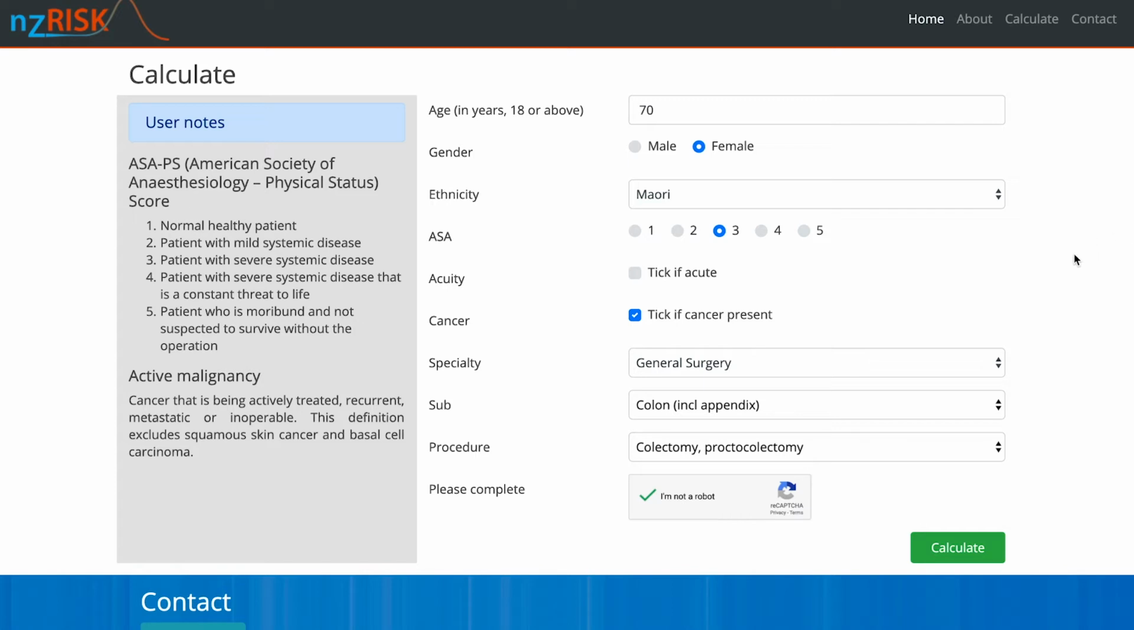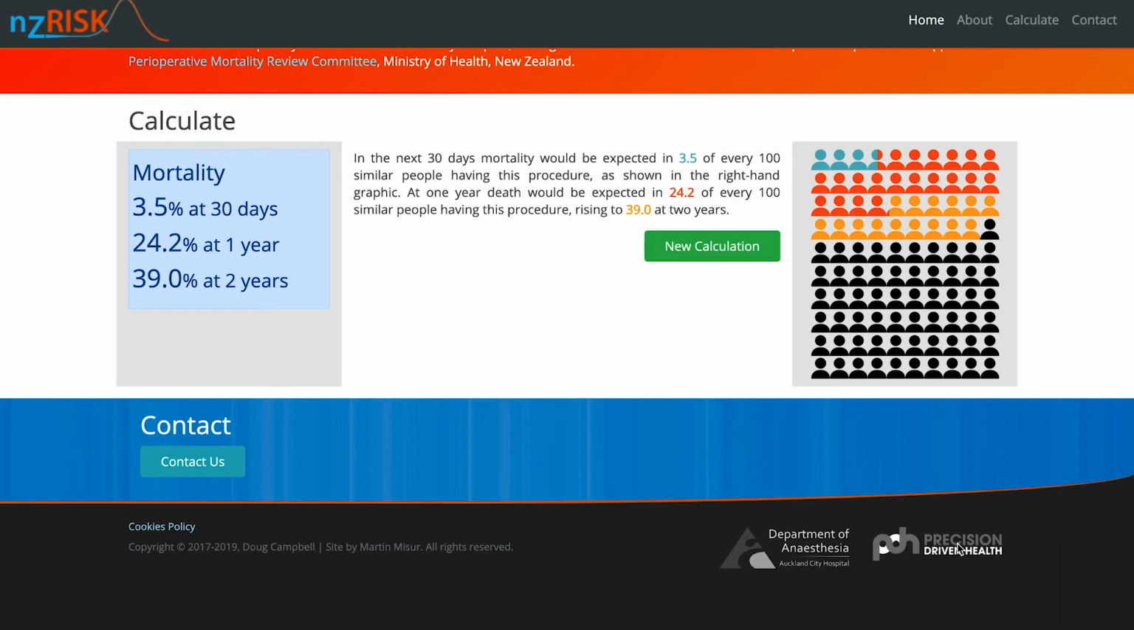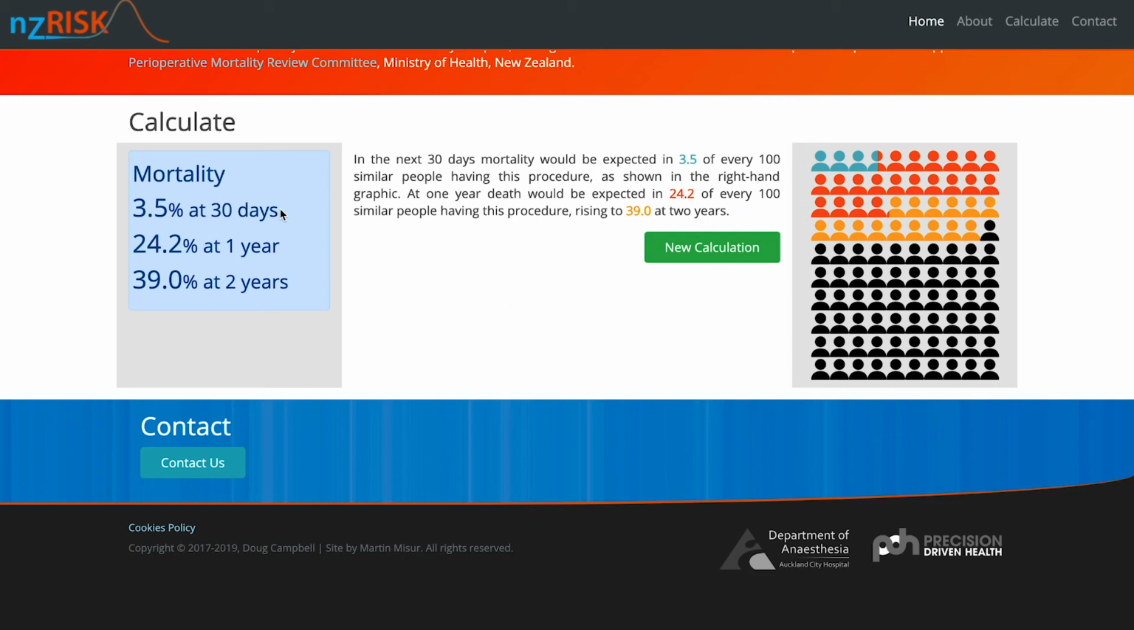So here I've inputted the information for a 70-year-old female Māori patient who is having a hemicolectomy for bowel cancer. It is a matter of entering those. I then hit calculate and am presented with the output in 3 different formats, with percentages on the left-hand side, a text description in the middle, and an infographic on the right-hand side. As well as mortality at the 30-day point, clinicians are provided with information as to the death rate at 1 and 2 years, and this will help with the decision-making process.